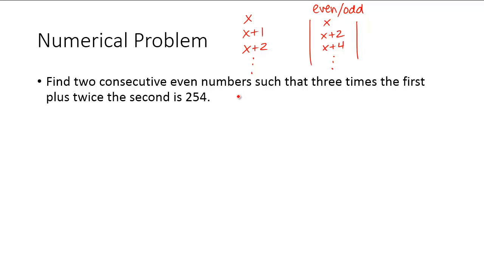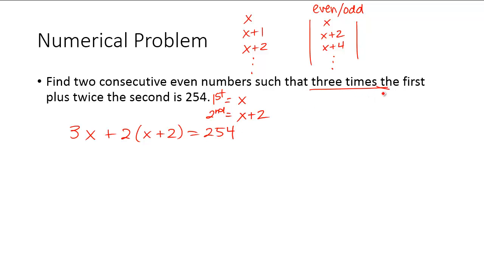So x be the first, and so the second would be x plus 2, because an even number will skip by 2. Now they're telling us 3 times the first, so 3 times x plus twice the second is 254. So that's a direct translation left to right. Now you can solve it.